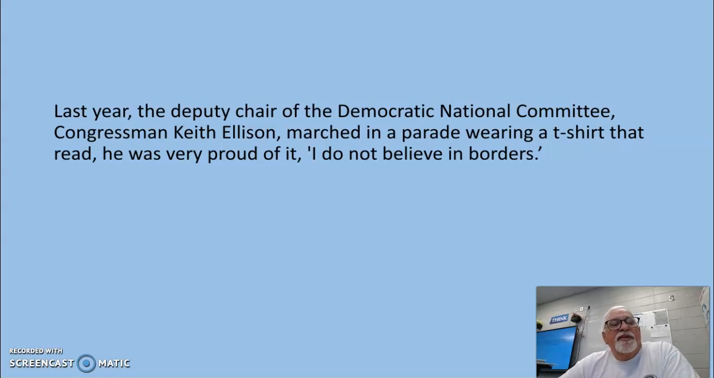Last year, the deputy chair of the Democratic National Committee, Congressman Keith Ellison, marched in a parade wearing a T-shirt that read, and he was very proud of it, I do not believe in borders. In other words, everyone is an American that wants to be. What do you think? Is that a good idea? Is that a bad idea? Why is it that people vote with their feet to come to America? And are we losing? See you later.